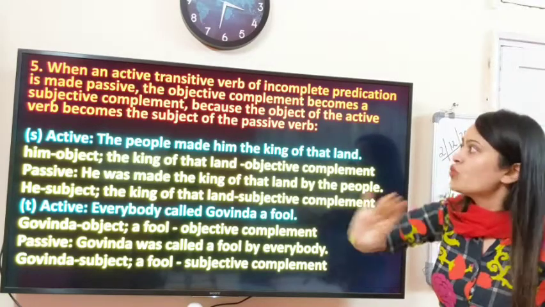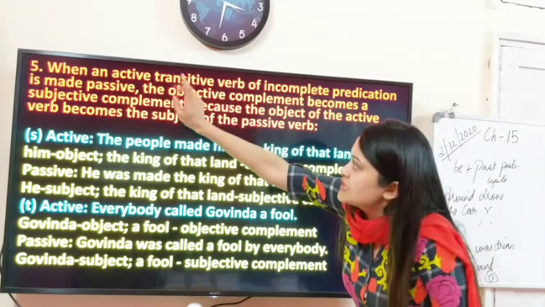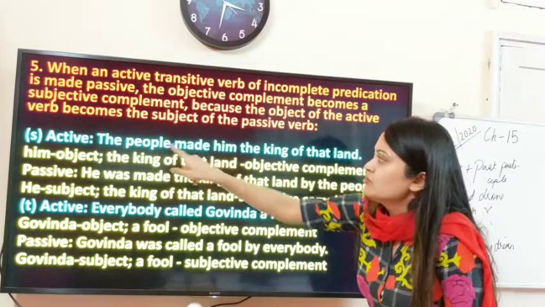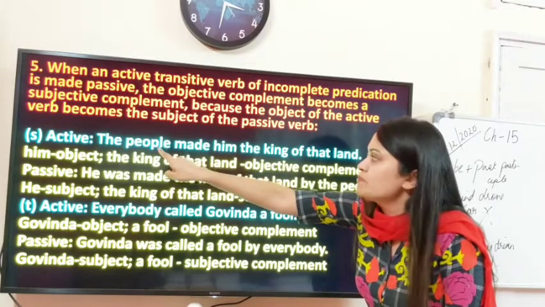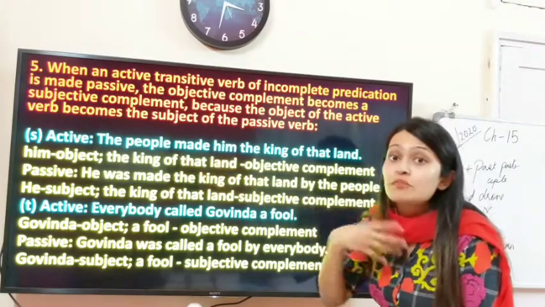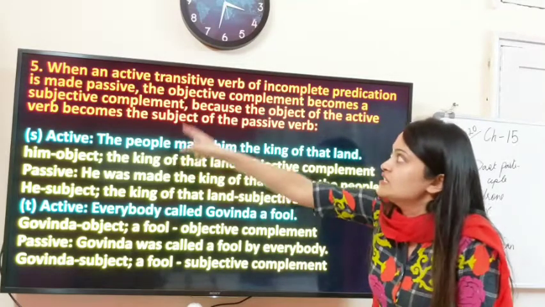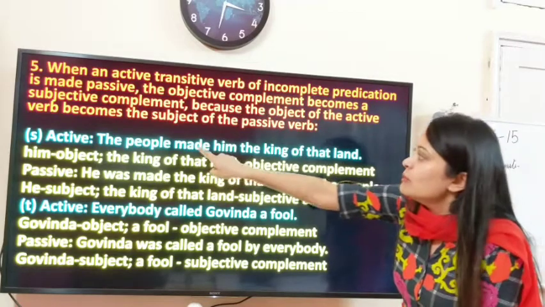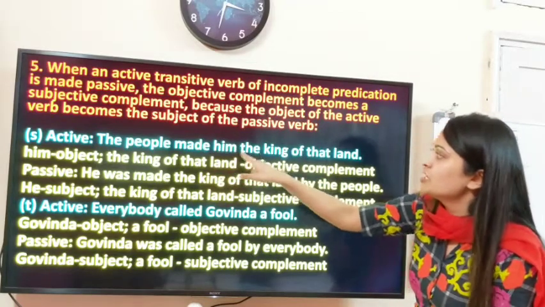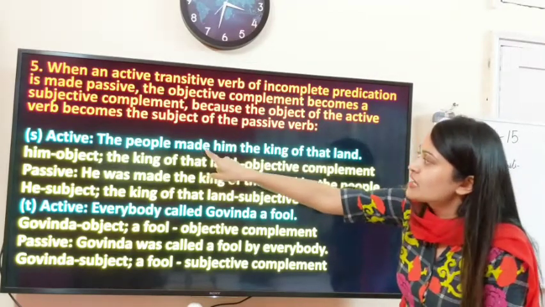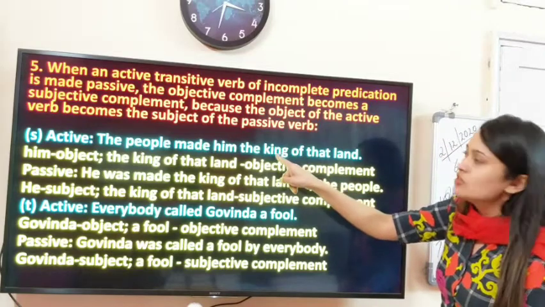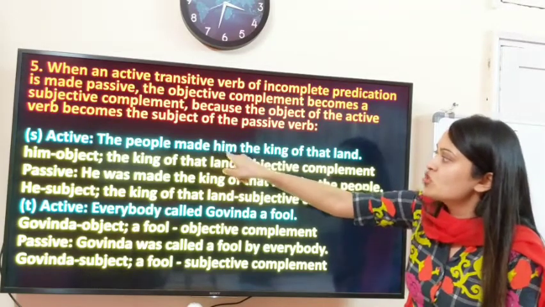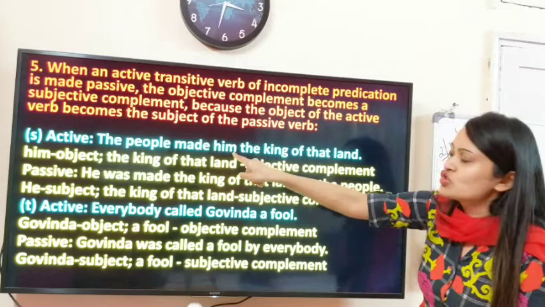Let's deal with it one by one. Active sentence. The people made. Subject. Which is the subject, children? People. Made. So people are doing something. So it is an active sentence. That point is past. Okay. Transitive verb. Made him. Made him the king. The action of making is passed to an object. Him is the object, children. This is passed to an object, him.